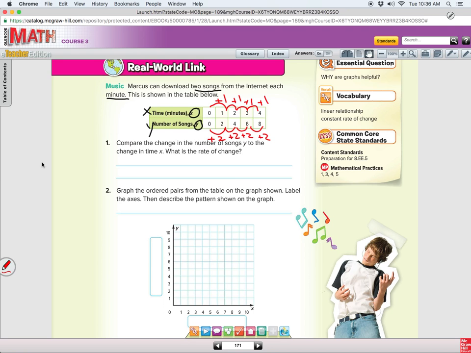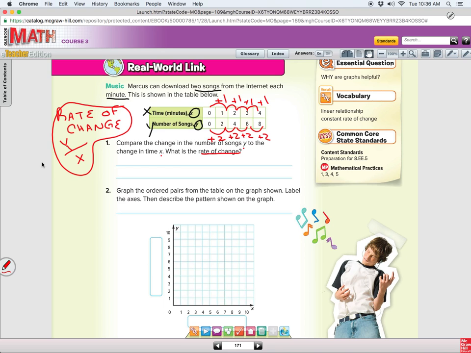So when we want to find rate of change, which is like a vocabulary word for this, off to the side I also want you to put this, and I'll come back to this in just a minute. Rate of change. And we represent this with Y over X. So super important to remember that. So if we compare the change in number of songs, Y, to the change in time, X, we're always doing Y and then X.